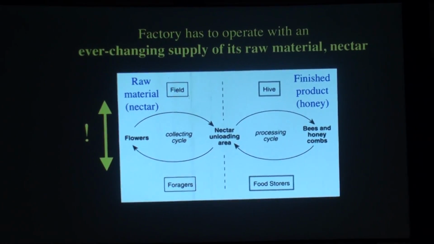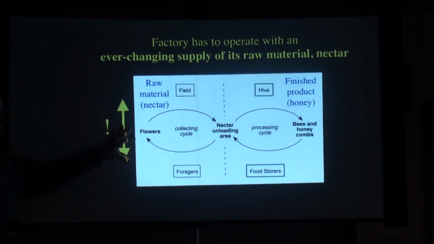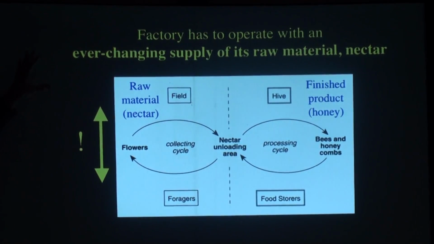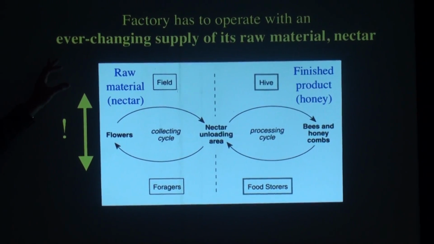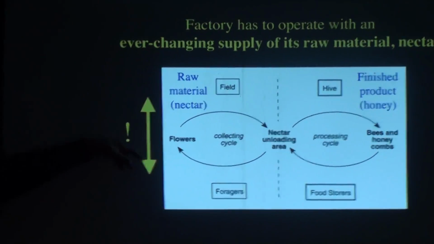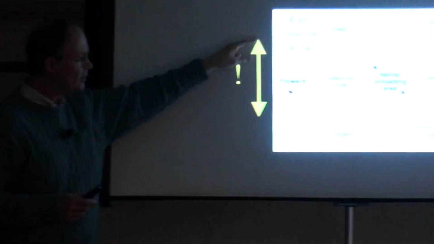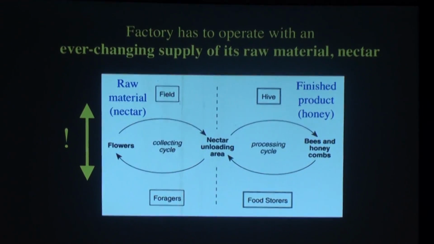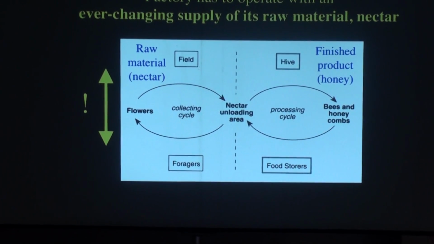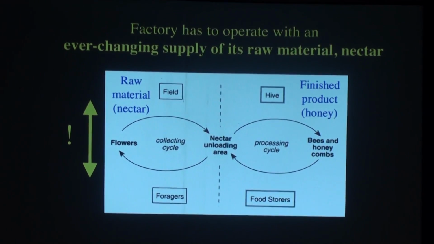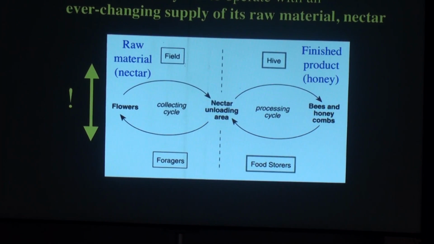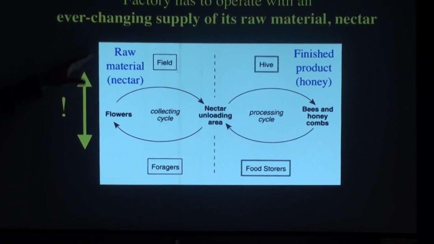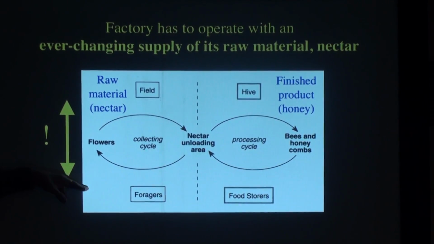Now, this is a factory that has to operate under conditions that are a bit different from human factories. Basically, the problem with the honey factory is that it's got an ever-changing supply of its raw material. You can have a honey flow, a nectar flow, and a nectar dearth at any point in between. This is a general problem for any sort of production line process like this. But when humans have that problem, what they do is they buffer it. You have a supply of the raw materials, and you get shipments in, so you never have to deal with running out of a supply.